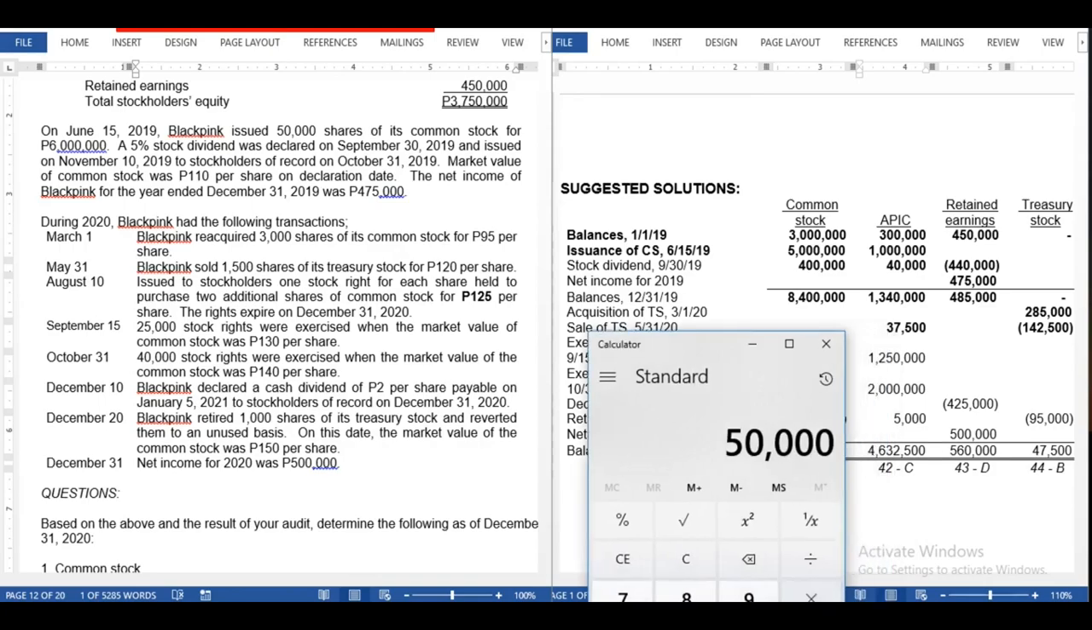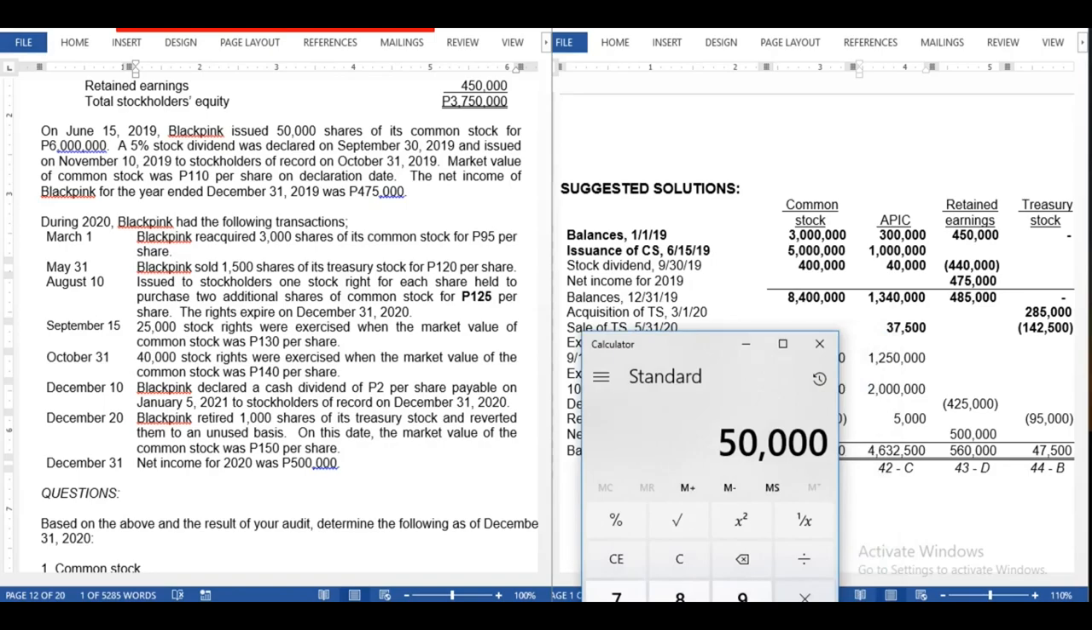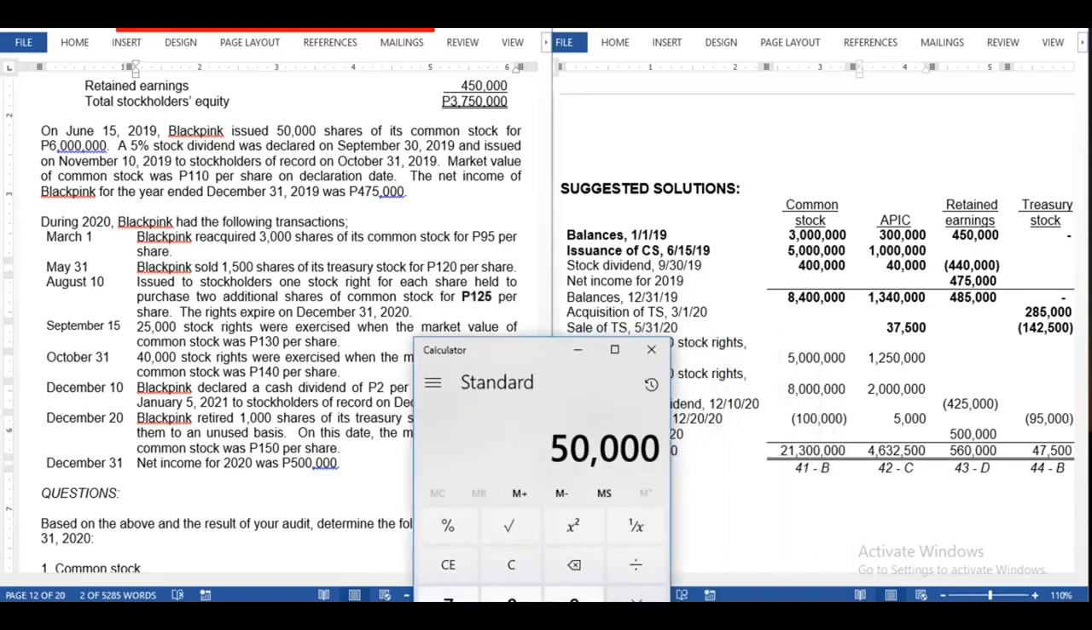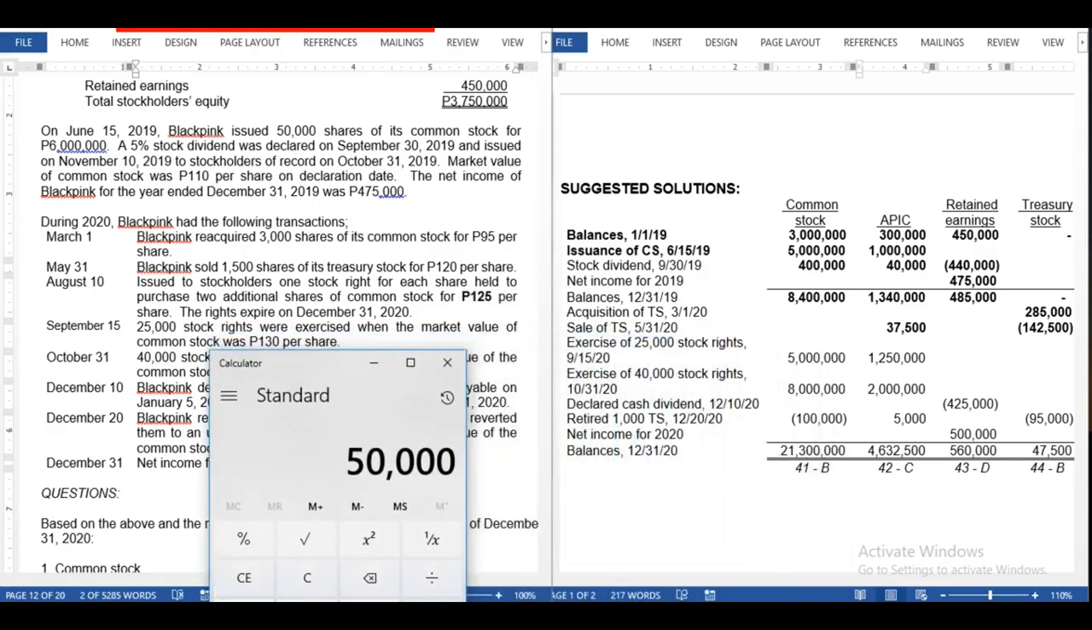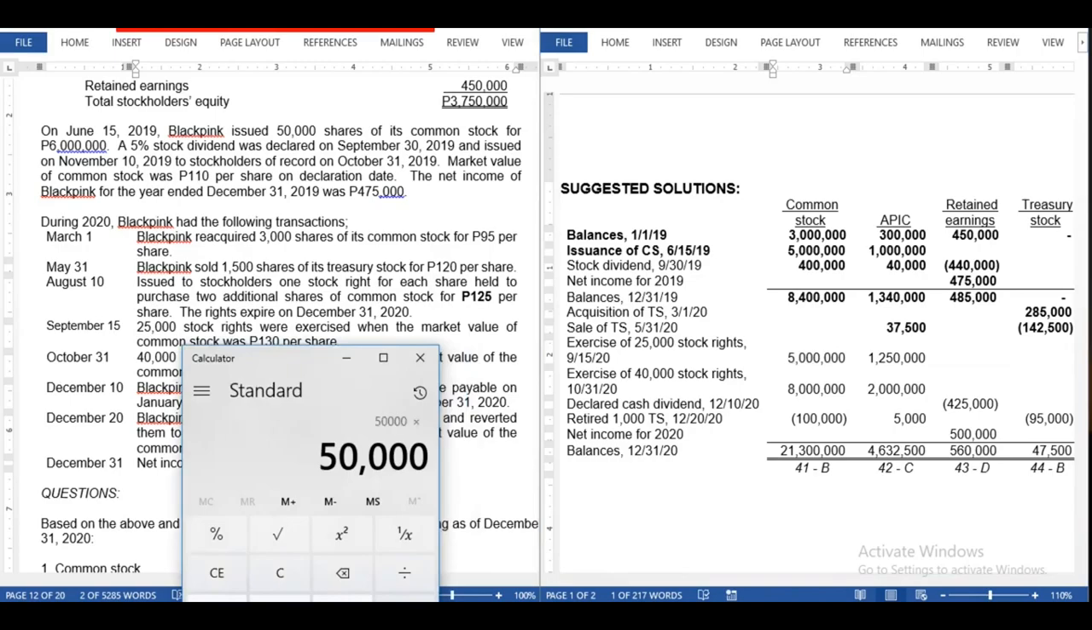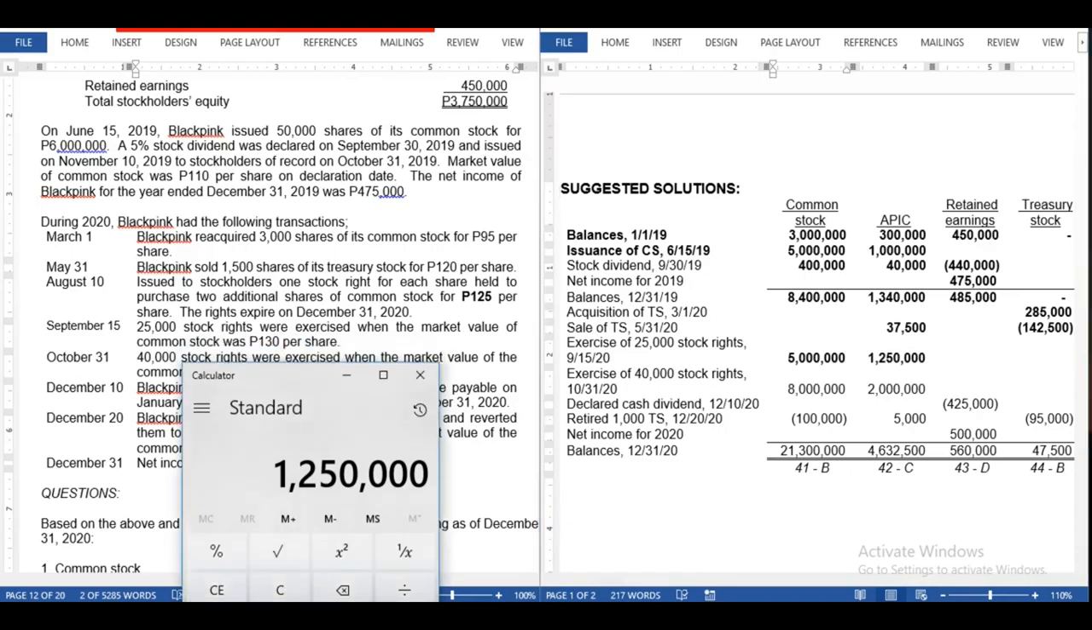Now the question here is, what will be the basis for the consideration ng 50? 130 ba? Or 125 per agreement. So, syempre, the basis is yung 125 per agreement. This was the agreement. So, therefore, 125 yung consideration. Syempre, common stock is at par value. So, 50,000 multiplied by 100. So, meron sa 5,000 na common stock. And the excess, which is 25. So, 50,000 times 25 na excess. So, meron sa 1,250 as APIC. Additional paid-in capital.